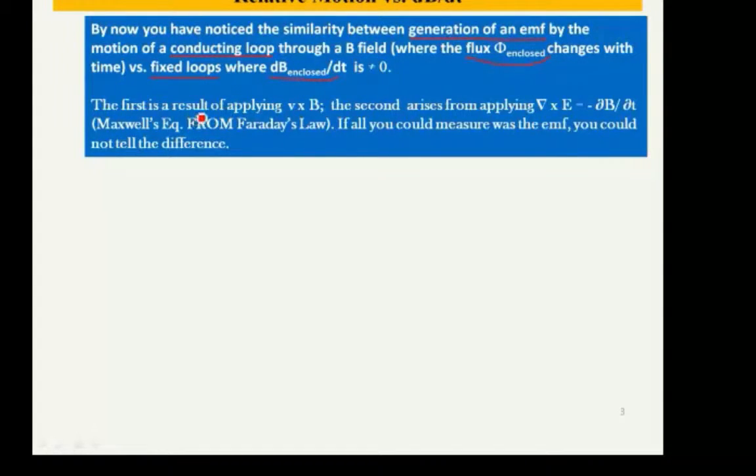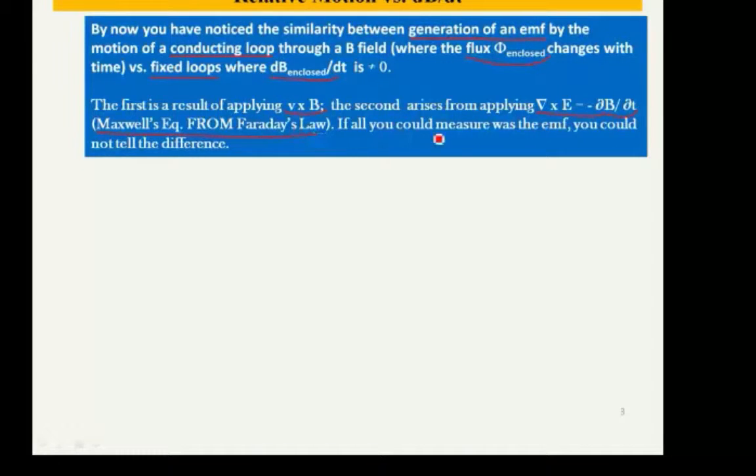The first, if you remember correctly, is a result of looking at the force on charge in the conductor. So we have the Lorentz force v cross B, which is causing separation of charge, which is equivalent to an EMF. The second arises from applying Maxwell's equation for the curl of E. That relates the E field that's generated to this change in B, which is the change in flux. What I just said is that's Maxwell's equations, which actually was derived from Faraday's law.